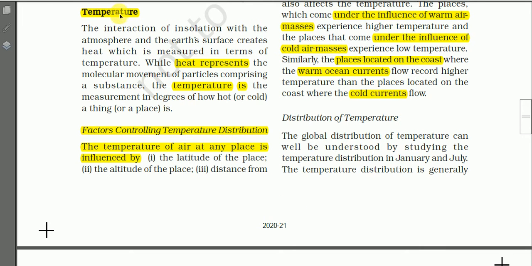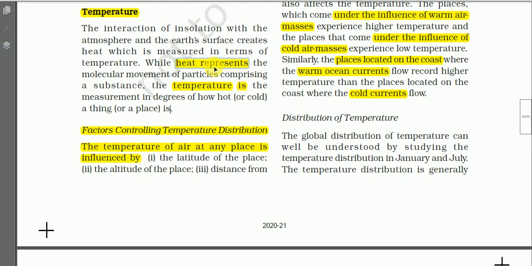Temperature. Now let us read what is meant by temperature and what is meant by heat. Let us find out the differences. See here, while heat represents the molecular movements of particles comprising a substance, temperature is the measurement in degrees of how hot or cold a thing or a place is.